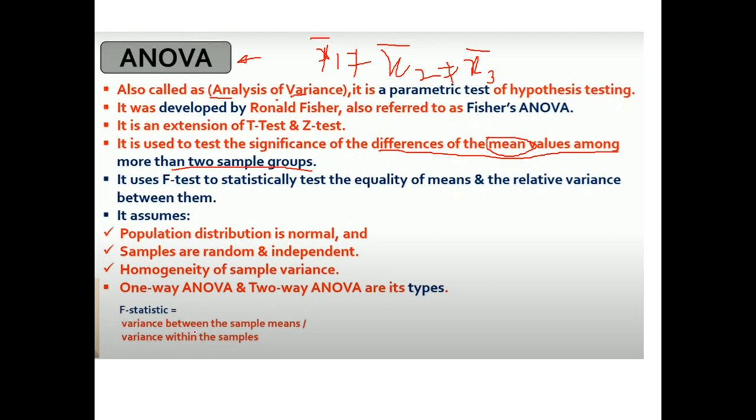Similarly, if you have three samples, you can calculate the variance between the samples and the variance within the samples. Between the samples, you calculate their variance: are they different or not? And within the samples you can calculate too. The F test is also used here for relative variance. You calculate the variance between the samples divided by the variance within the samples, and in that way you use the F statistic. Then you can say something about the samples.